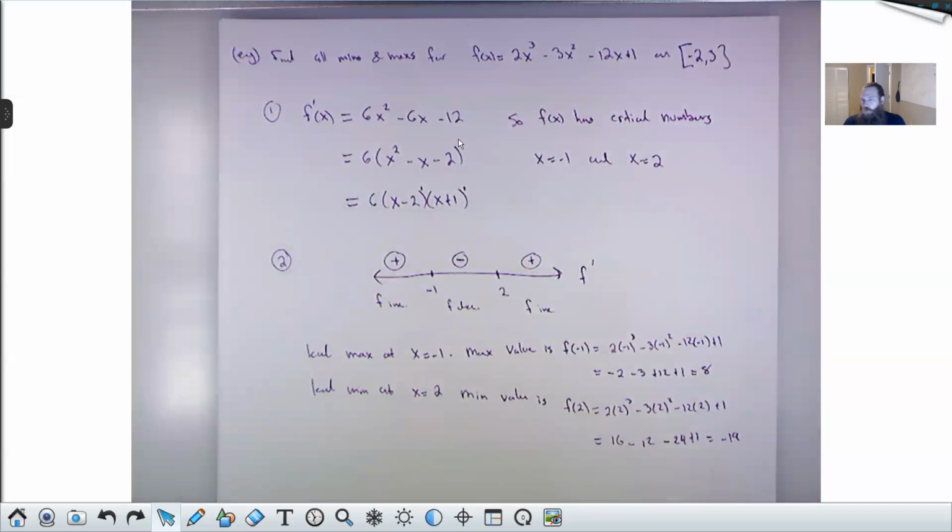So far, I know that I have a local max at the point -1, 8. I know I have a local min at x equals 2 at the point 2, -19. And one or both of these might be absolute maxes or absolute mins. This local max might be the absolute max. This local min might be the absolute min, but I need to check the endpoints.